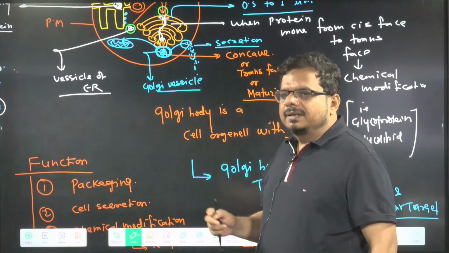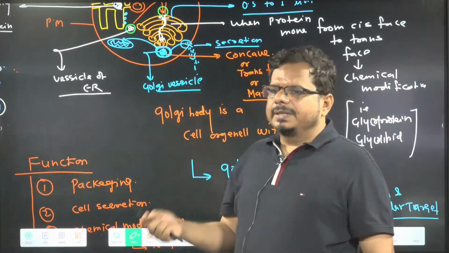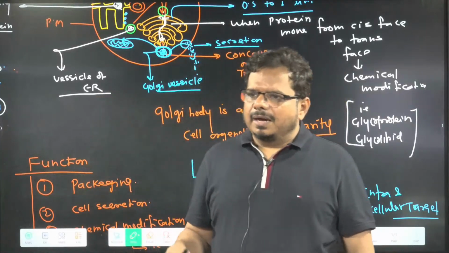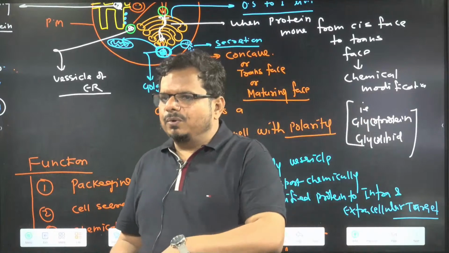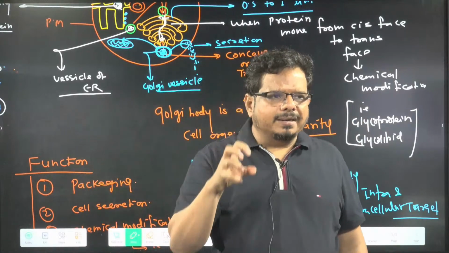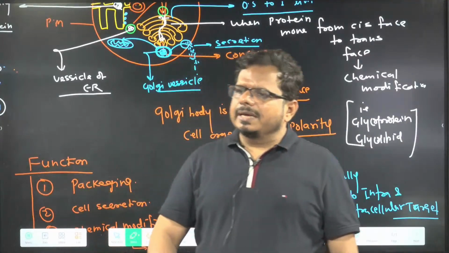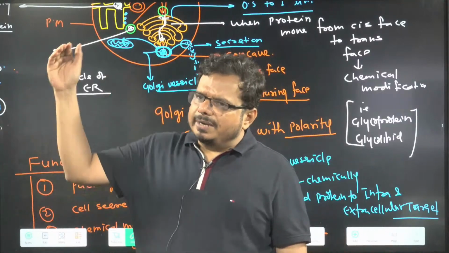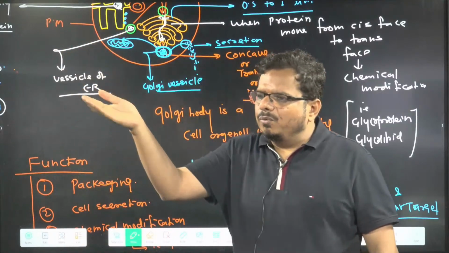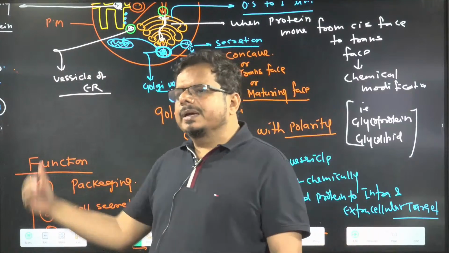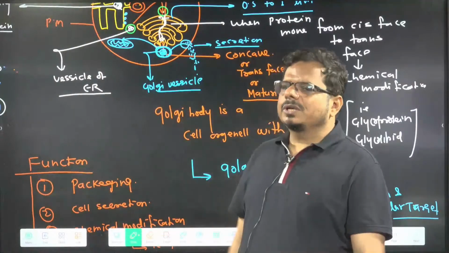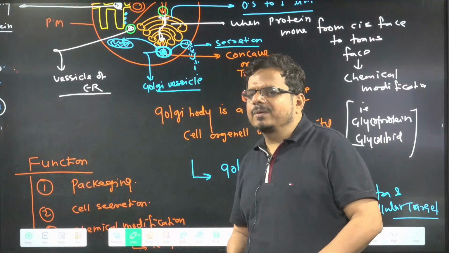From ER, outside protein form, then how did it come in ER? After coming in ER, it goes for folding. After folding, it is packed in the vesicle of ER. The vesicle fuses at the cis phase. Protein enters in the cis phase. When they move towards the trans phase, chemical modification occurs, glycosylation occurs, glycolipid and glycoprotein form.